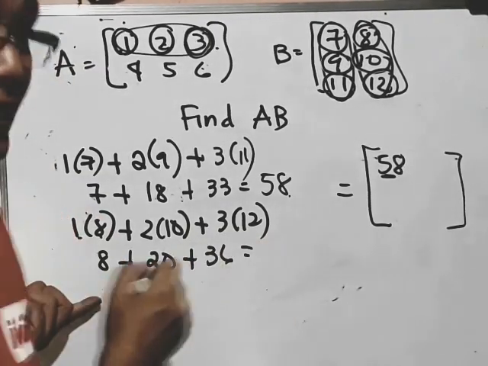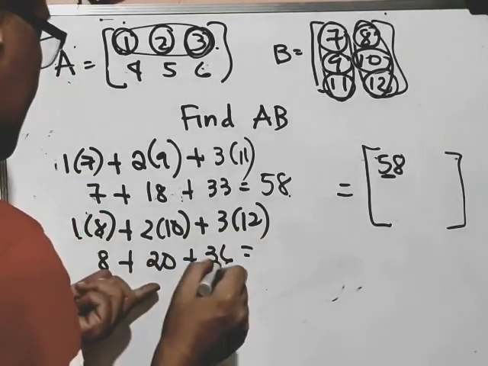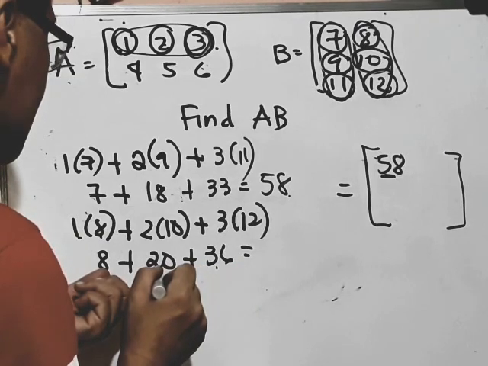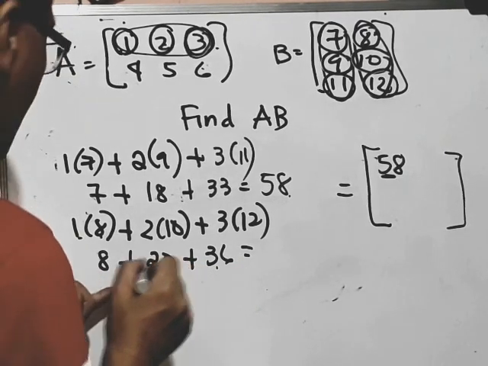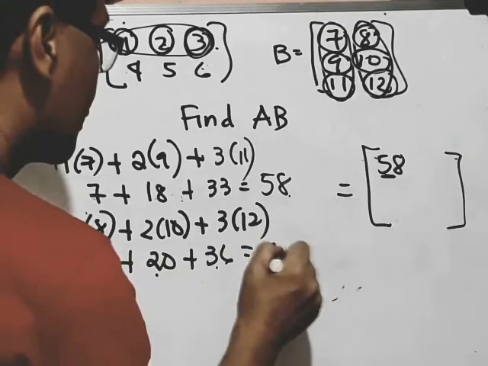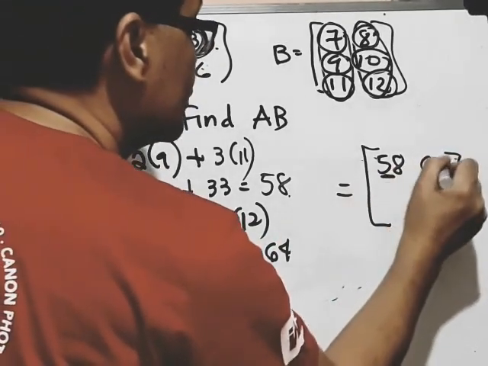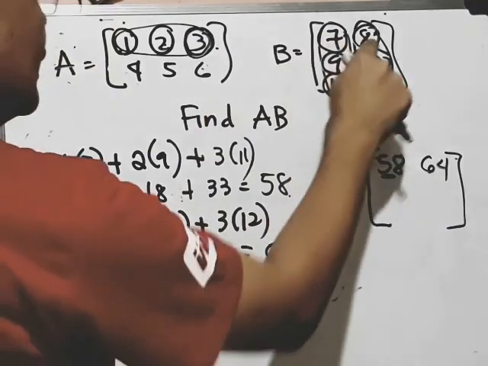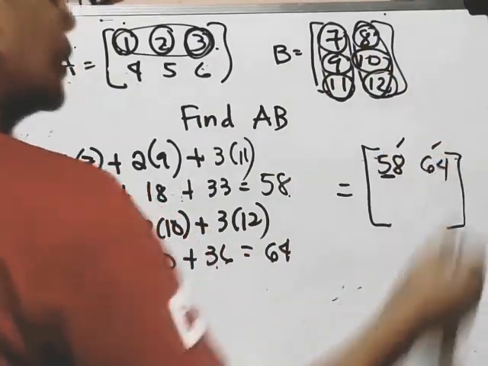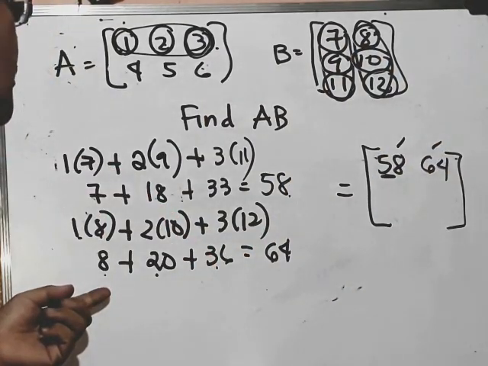Then, i-add natin ang each entry. 36 plus 20, 56, plus 8, 64. So, ilalagay natin sa second entry dito, 64. So, ito ang magiging unang row.